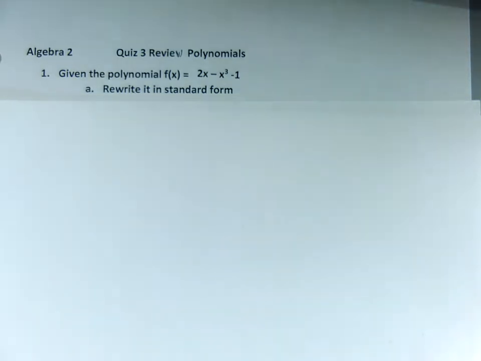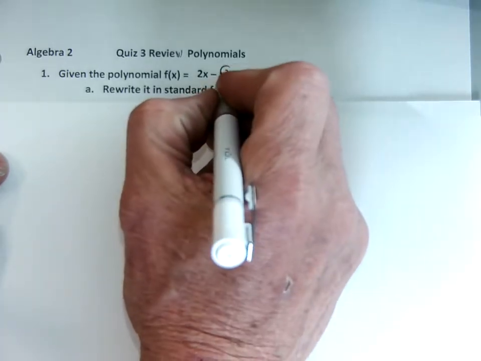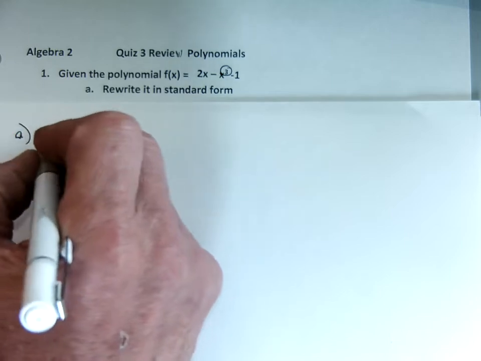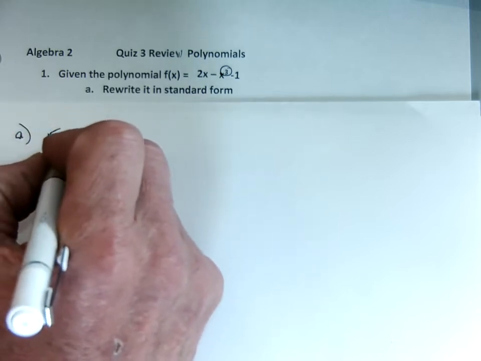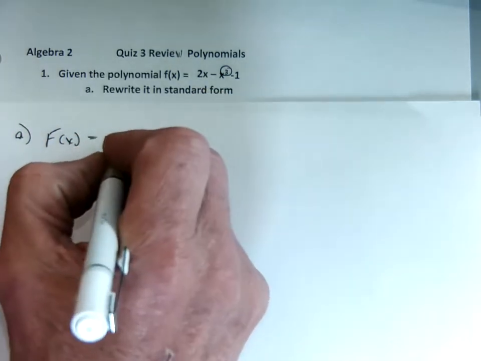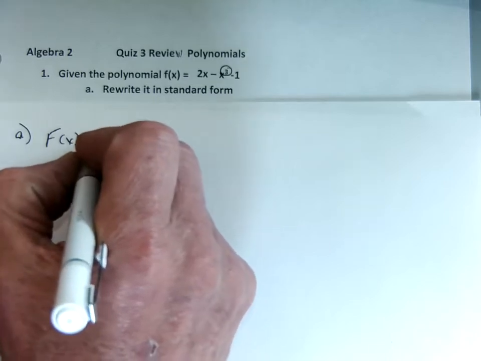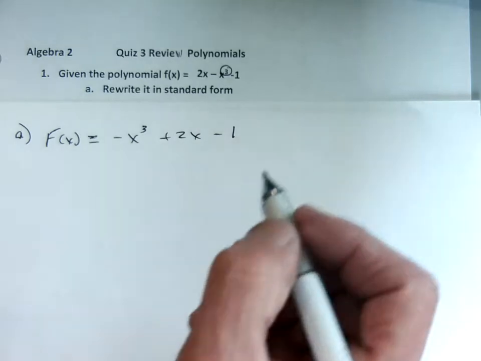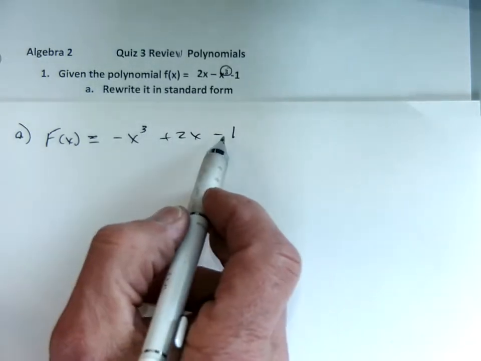Here they are. Okay, so number one, we want to rewrite it in standard form. And if we want it in standard form, then the first thing we do is rewrite it with the biggest exponent first. So for part A, f of x is equal to negative x cubed plus 2x minus 1. So always biggest exponent all the way down.